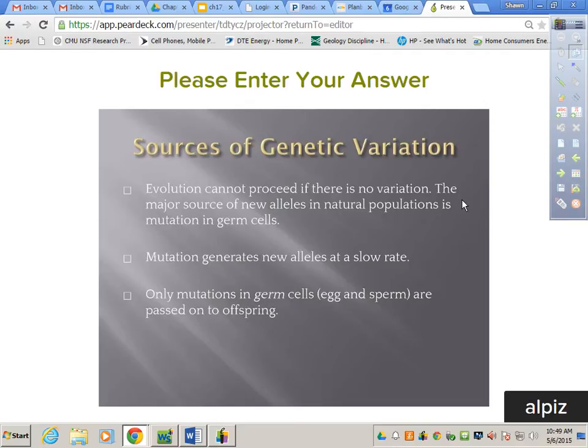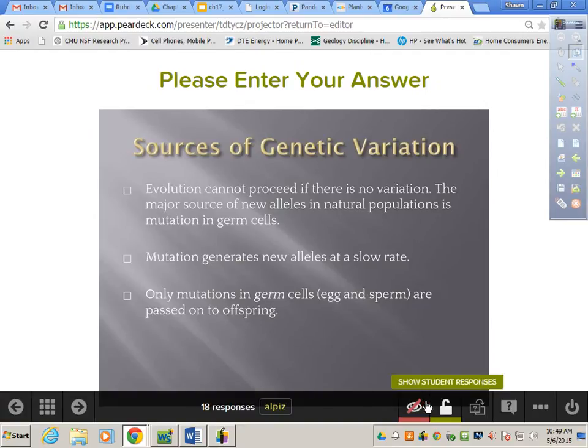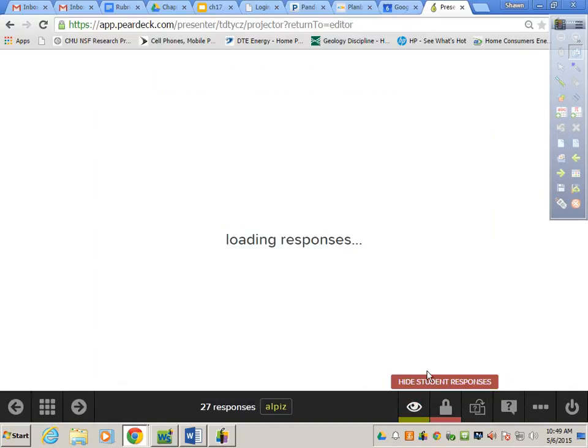Why would I only look at mutations in germ cells? 5, 4, 3, oh no. Lock you out like the Taliban. There we go.